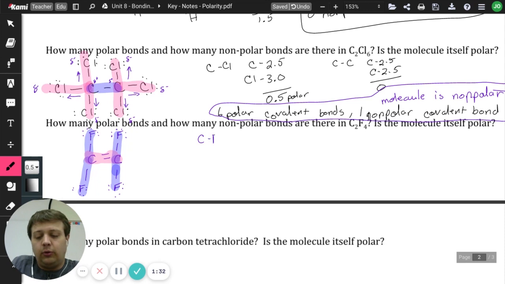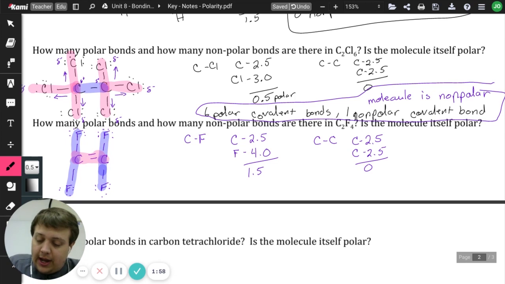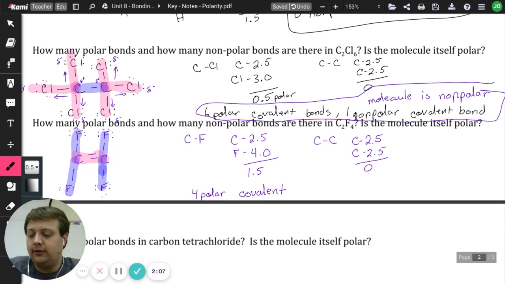So for the carbon to fluorine bond, carbon has an electronegativity of 2.5. Fluorine is 4. So their difference is 1.5. Again, that tells me that that is a polar covalent bond. Then we have the carbon to carbon bond. Carbon has an electronegativity of 2.5. The other carbon is 2.5. So their difference is 0. So it's nonpolar. So I have 4 polar covalent, and that's for each of those carbon to fluorine bonds. I have 1 nonpolar covalent.